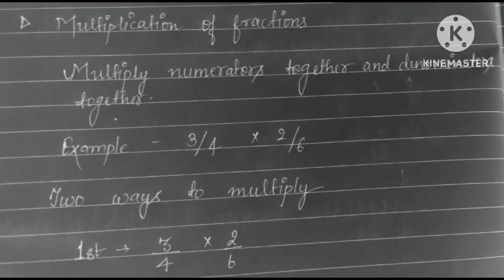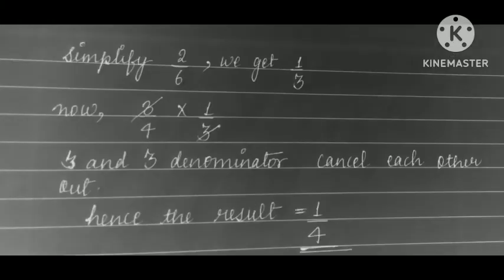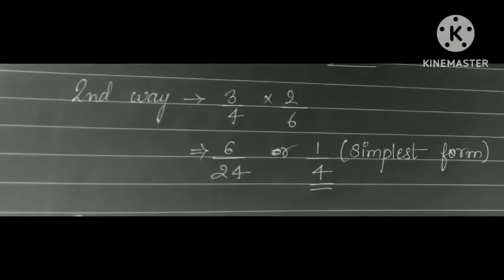Multiplying fractions is straightforward. You multiply the numerators, top numbers, together, and the denominators, bottom numbers, together. There can be two ways actually. Either you multiply the fractions simply as they are, or first you simplify them and then multiply. Like this example here. We have to multiply 3 by 4 by 2 by 6. When you multiply fractions, you're finding a part of a part, which often results in a smaller value.